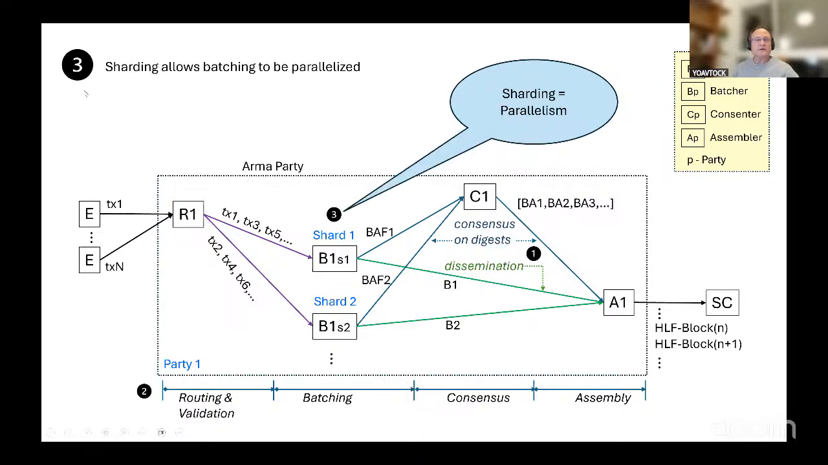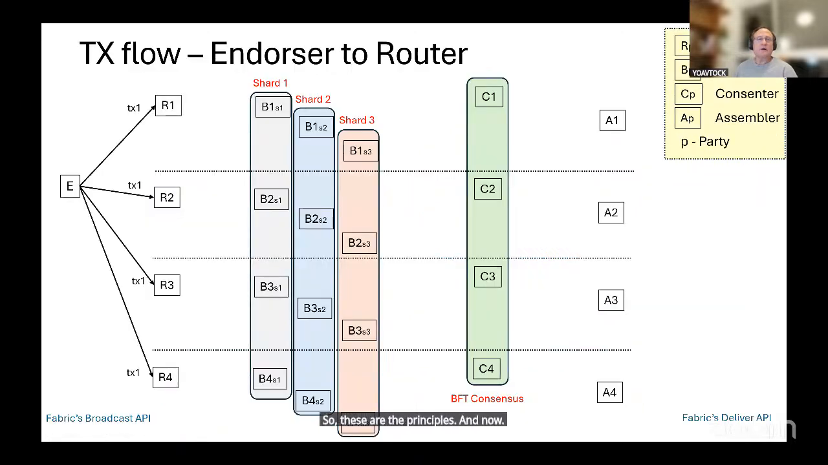The third principle is sharding. As I've said, and I will explain it a little more in a minute, the batchers are divided into shards, and these shards can operate in parallel. So this is an opportunity to do batching in parallel on different hardware. So these are the principles. And now let's go over a transaction flow in order to understand, by example, how the Arma protocol works.